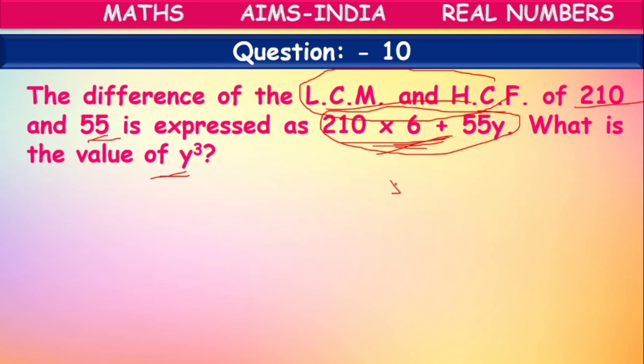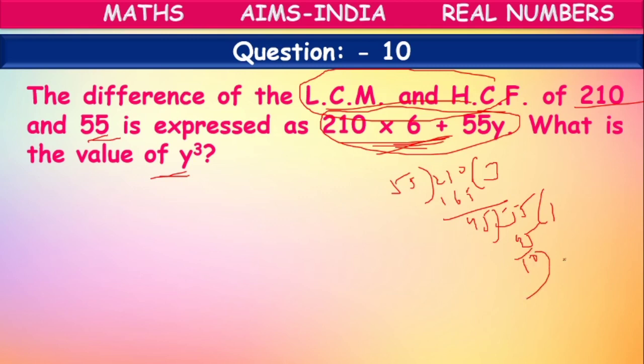So what is the HCF? Given numbers 55 and 210. 55 3 times, 3 fives are 15, 165. What will we get here? 45. 55 minus 45 is 10 remaining. 45 will come this side. 10 4s are 40, 5 will be remaining. 10 we will take this side. 5 2s are 10, which means when we are dividing with 5, the remainder is 0. So 5 is the HCF.